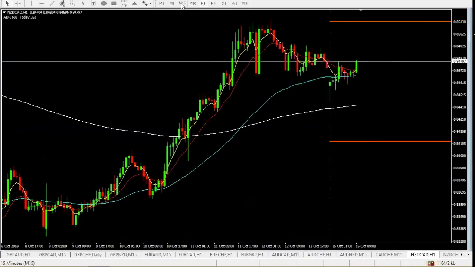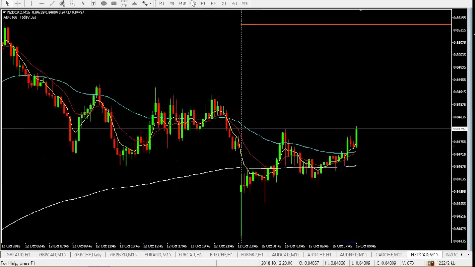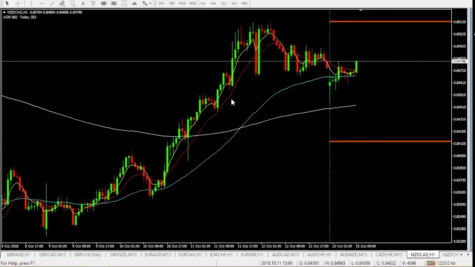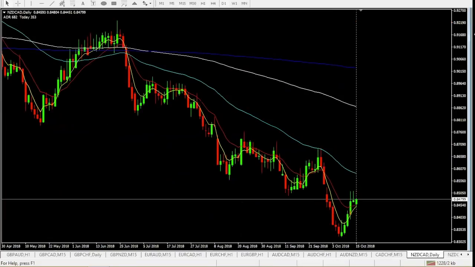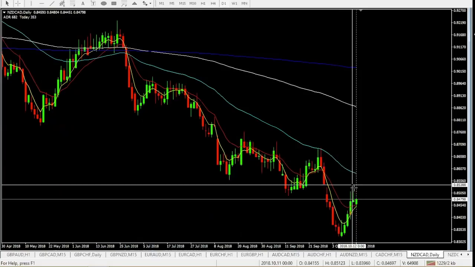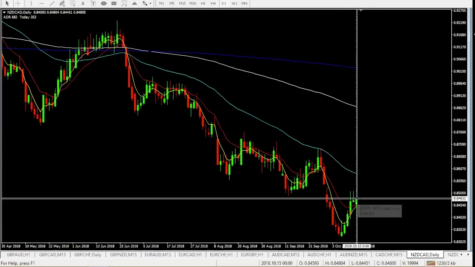NZD CAD, I caught this on, I believe, I don't know if it was the 15 or the 1 hour. Yeah, it was the 1 hour. I saw this crossing right here. So I decided to go on a day time frame to see where it was going to. Smack dab to the water. Now, if this plays out correctly, even though this is technically a counter trend trade, it's dangerous, right? But check this out.